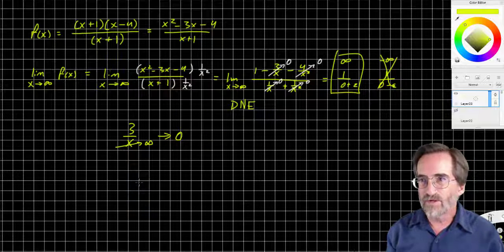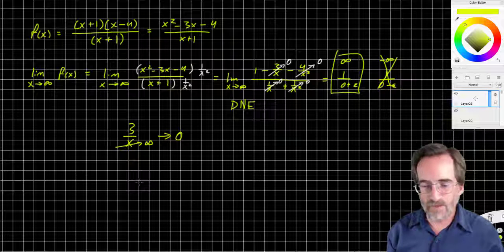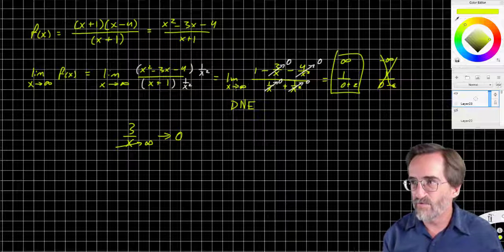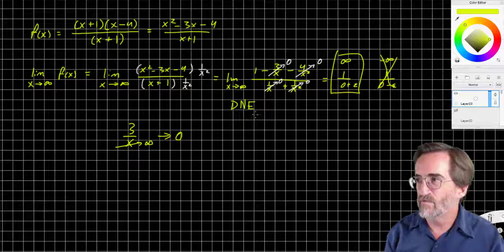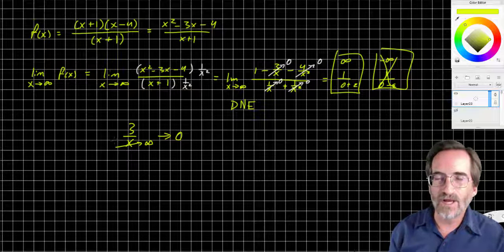And the same thing is true if I went off to negative infinity. I would still consider the same thing. Negative infinity, this term is going to go off to negative infinity, or negative 0, a negative number slightly less than 0, and we're going to end up with a positive divided by a negative for negative infinity. Okay, so to the left, the limit is negative infinity.